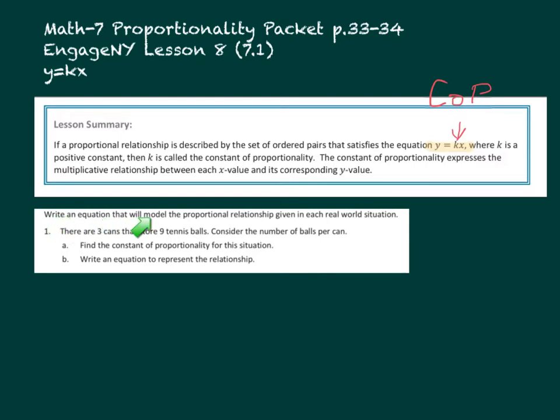Write an equation that will model the proportional relationship given in each real-world situation. Number 1. There are 3 cans that store 9 tennis balls. Consider the number of balls per can. A. Find the constant of proportionality for this situation. B. Write an equation to represent the relationship.